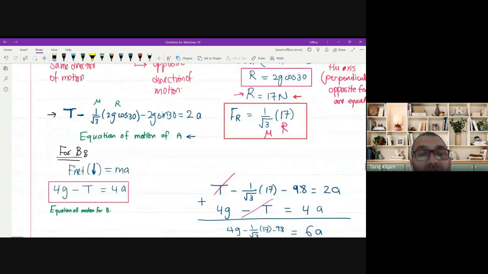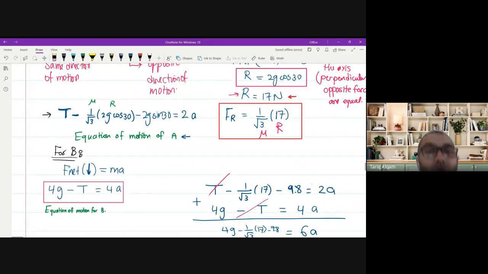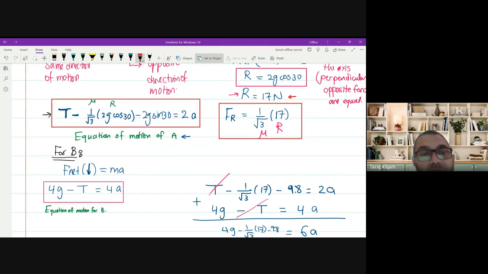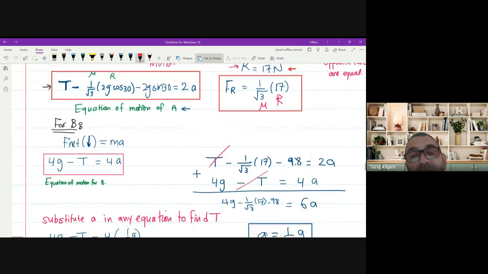Now I have two equations, guys. This is the first equation, the equation of motion for A, and this is the equation of motion for B. I will solve them simultaneously. The first equation is T minus root 3 times 17 minus 2g sine 30, which is 9.8, equals 2a. The second is 4g minus T equals 4a.